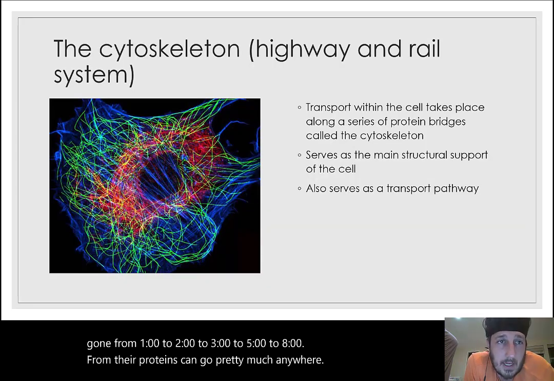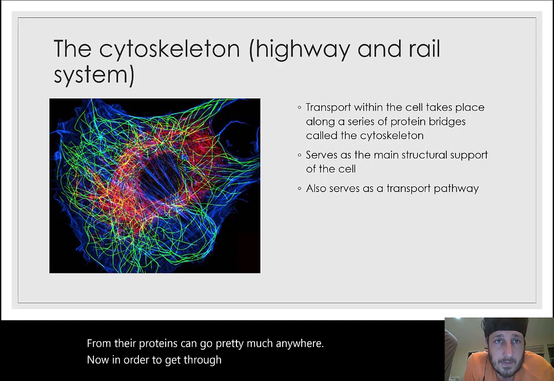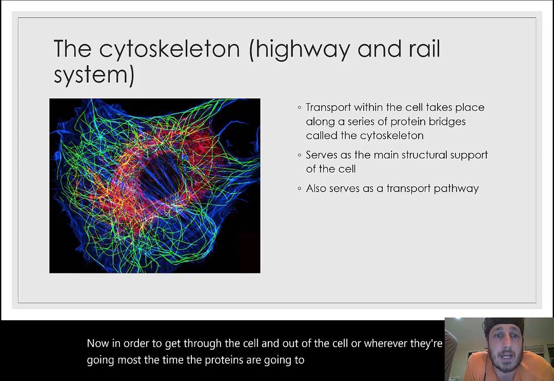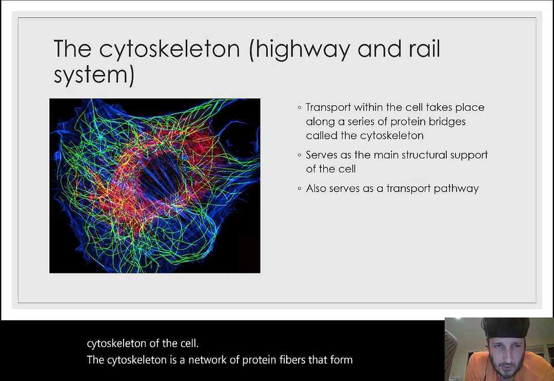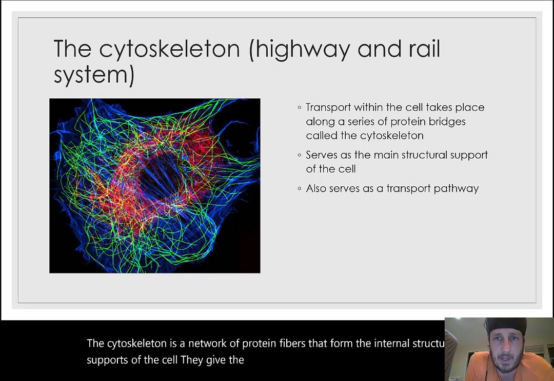Now, in order to get through the cell and out of the cell, or wherever they're going, most of the time the proteins are going to be transported on the cytoskeleton of the cell. The cytoskeleton is a network of protein fibers that form the internal structural supports of the cell. They give the cell its shape.